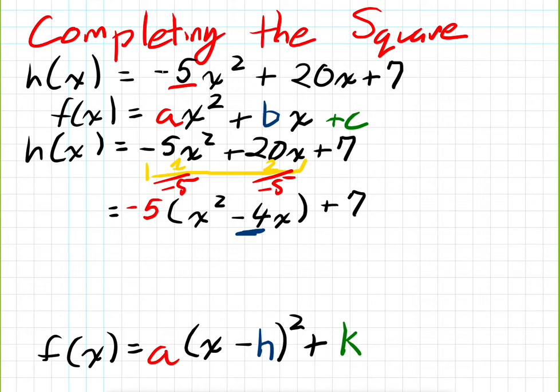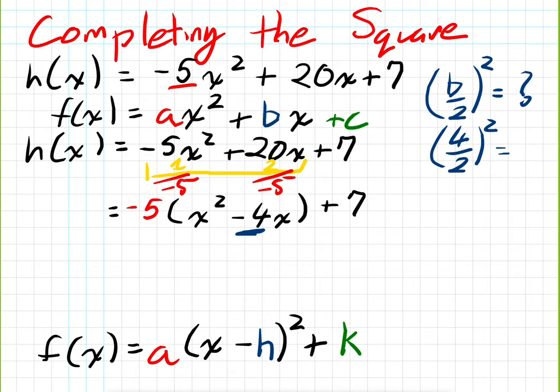There's this little formula, because this is technically an algorithm, a process for doing something. Our new b value has to go through this little formula, and this formula is going to tell us what to add and subtract. So we take the new b value, divide it by 2, and then square it. So we get 4 divided by 2, which is 2, squared, which ends up as 4.